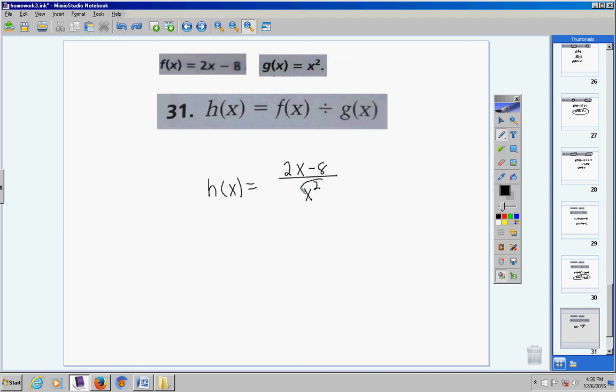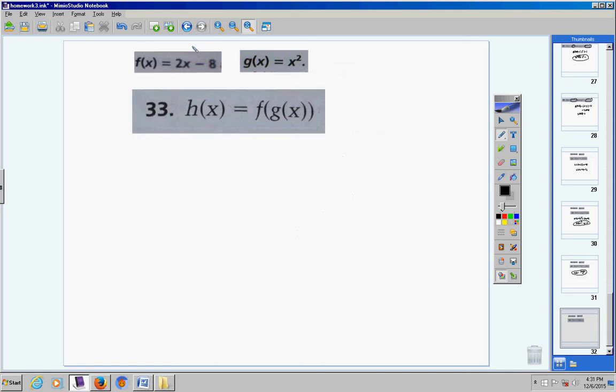Notice down here I have one term, up here I have two terms, okay? So, if there was an x here, then I could reduce everything by x. If there was a 2 here, then I could reduce everything by 2, okay? But there's not. So, that's as far as you can take this. This is your answer. 2x minus 8 all over x squared. That's as far as you can take that.